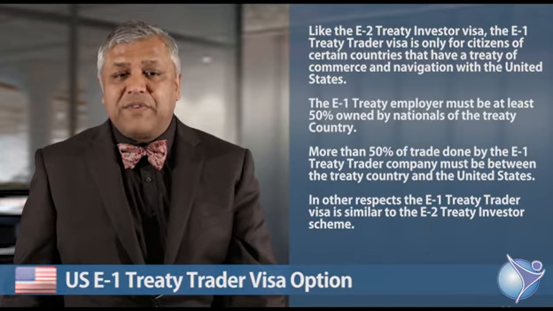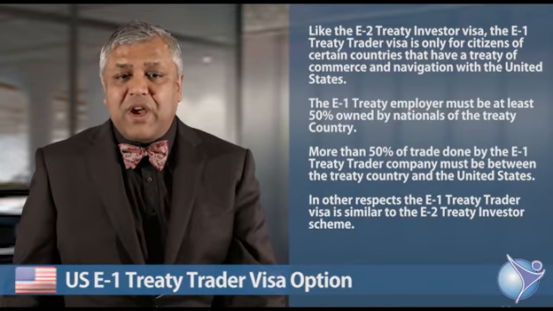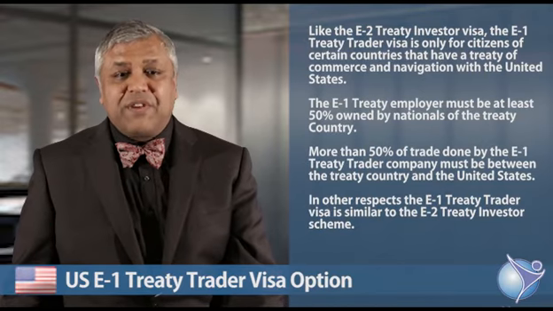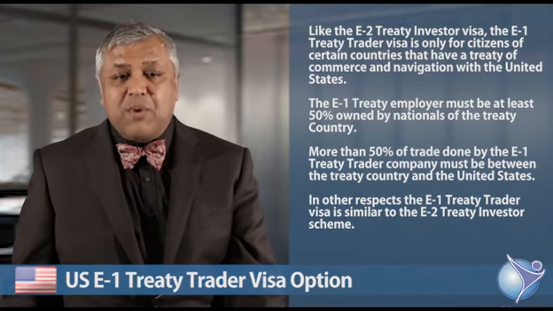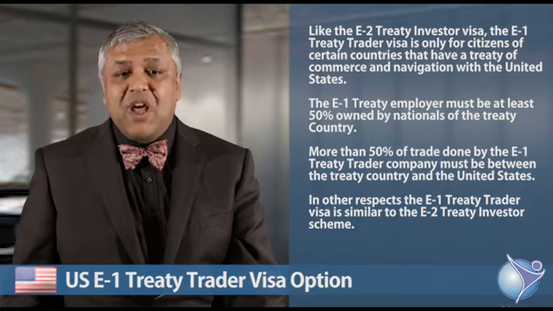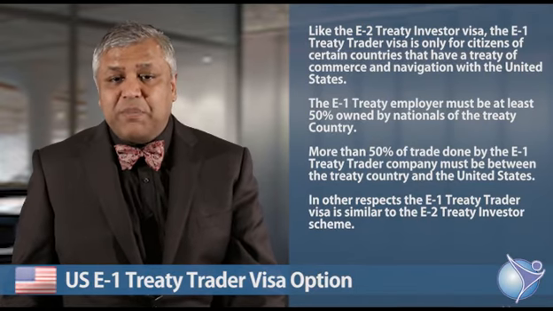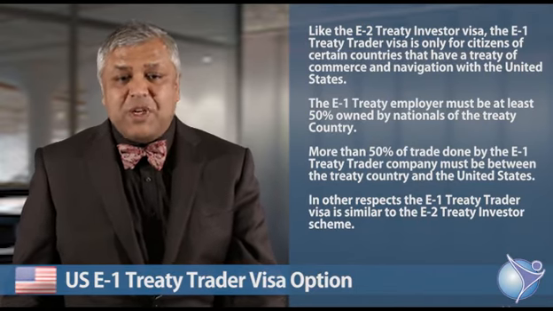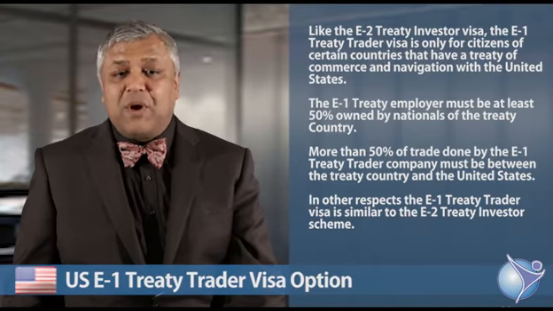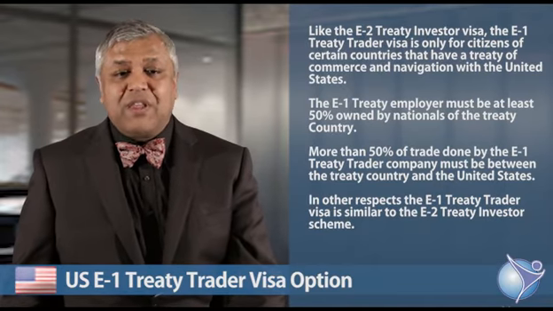Like the E2 Treaty Investor Visa, the E1 Treaty Trader Visa is only for citizens of certain countries that have a treaty of commerce and navigation with the United States. The E1 Treaty employer must be at least 50% owned by nationals of the treaty country. More than 50% of the trade done by the E1 Treaty Trader company must be between the treaty country and the United States. In other respects, the E1 Treaty Trader Visa is similar to the E2 Treaty Investor Scheme.